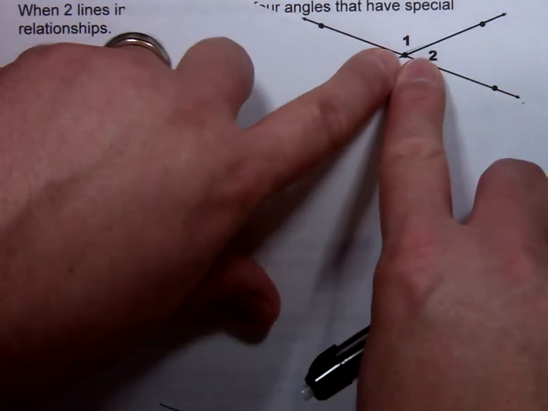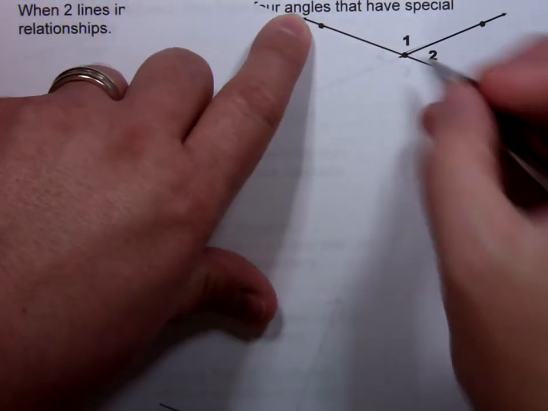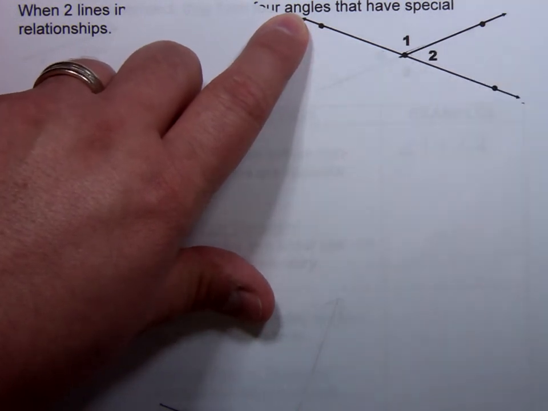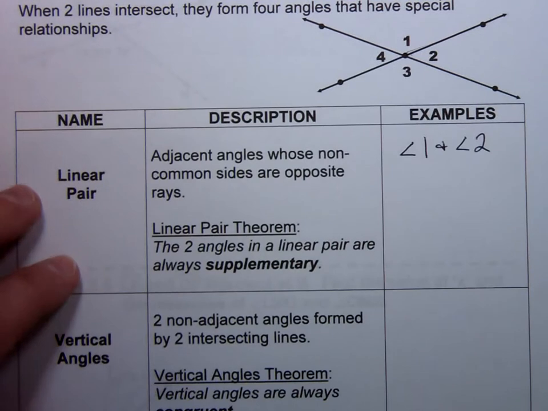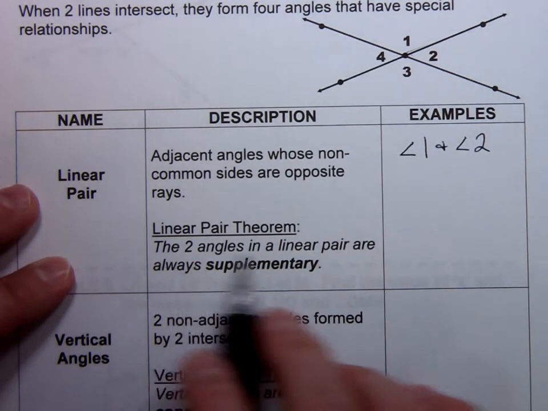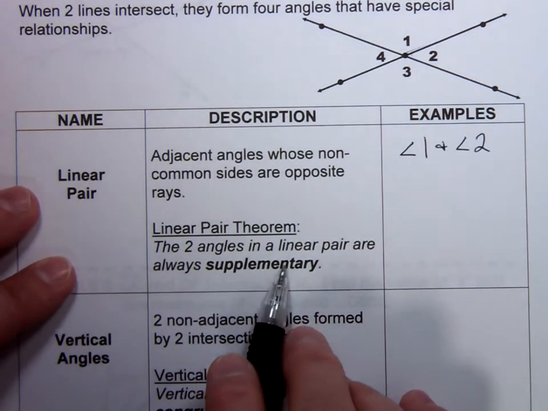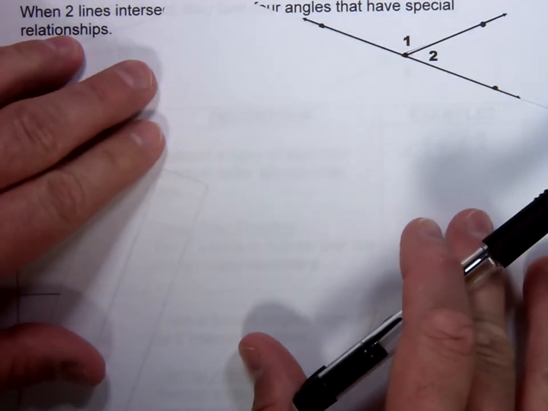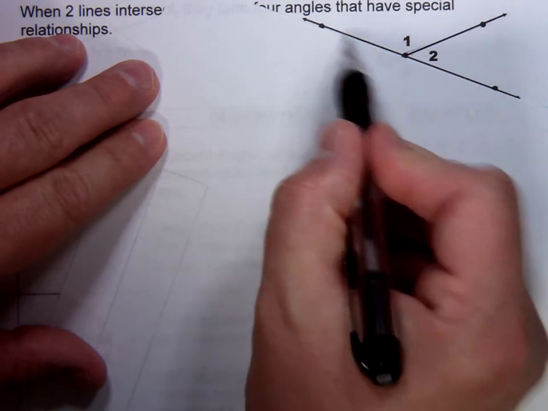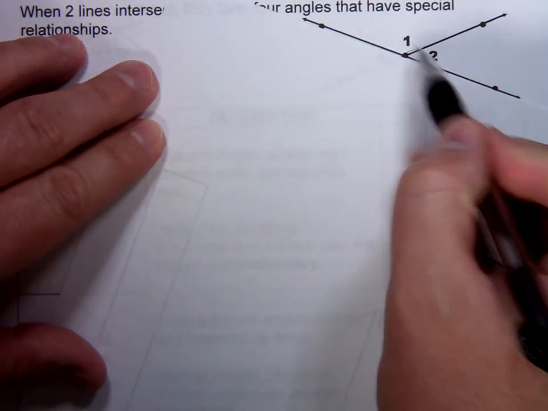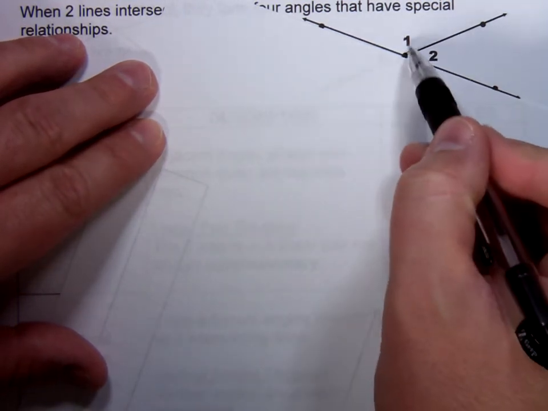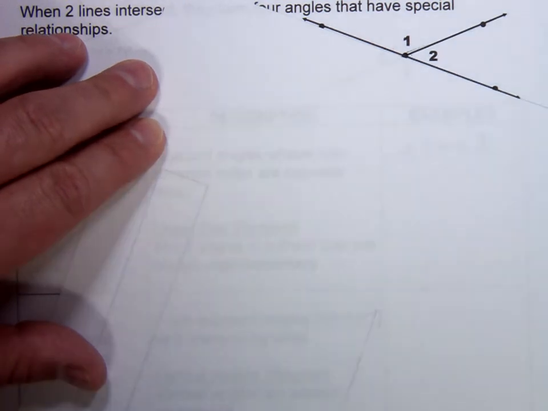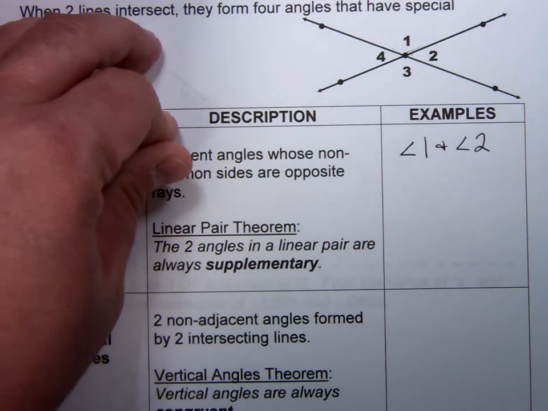So remember, opposite rays create a line, create a straight angle, which is how many degrees? 180 degrees. So the two angles in a linear pair are always supplementary. Angle 1 and angle 2 are going to add up to 180 degrees, because you've got a straight angle being split into two smaller parts. Remember your angle addition postulate. These two parts have to add up to equal that whole, that straight angle of 180 degrees. Linear pairs are always supplementary.